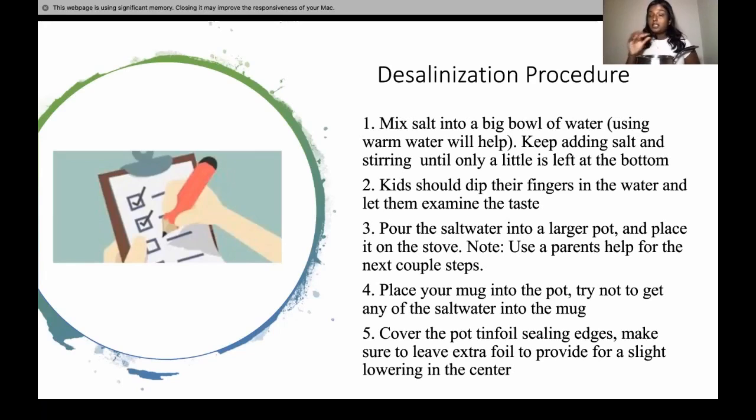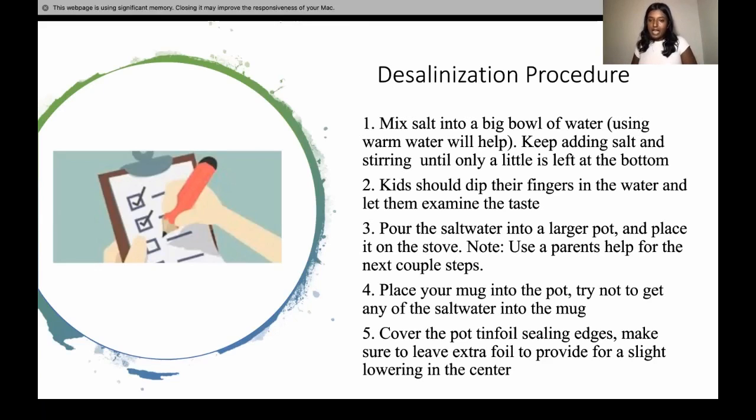And the next couple steps, parents, your help is essential, okay? Now you're gonna place your mug right in the pot and you're gonna make sure that no water gets into the mug. You're gonna try your best to make sure the salt water stays outside of the mug, okay? Next up, you're gonna take your tin foil. You're gonna place it over. I've already pre-cut this one so it fits the pot perfectly, but you can do that just to make sure that you don't have anything sticking near the stove. And just make sure you seal the edges, okay?